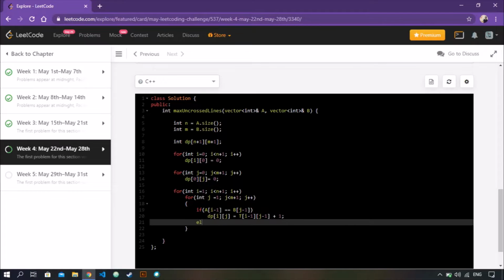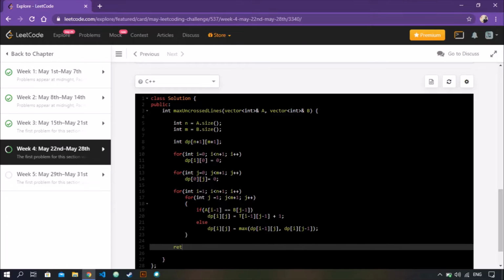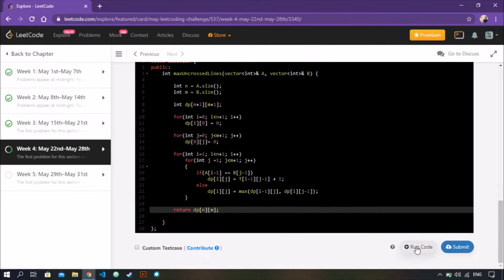Okay, else what will be the value? The max of the up element or the left element. Okay, so in the end, what will be the length of longest common subsequence will be the last cell, that is this one. Okay, so let's just run it.